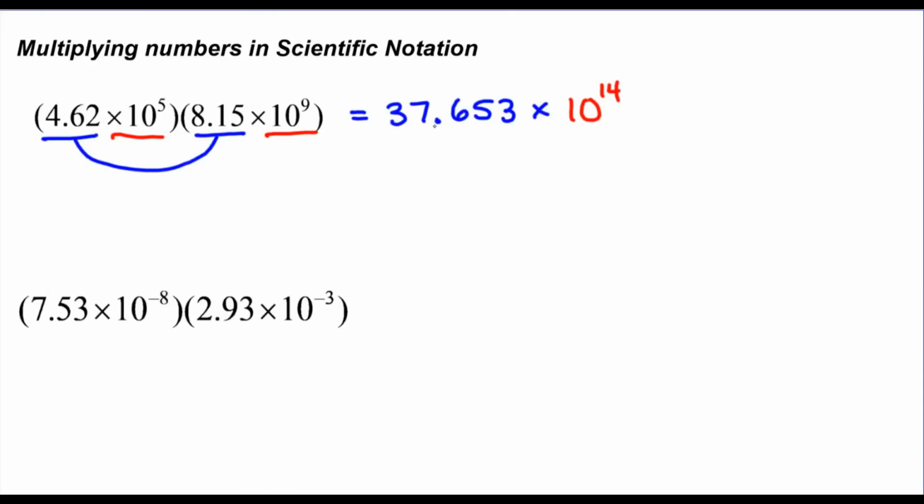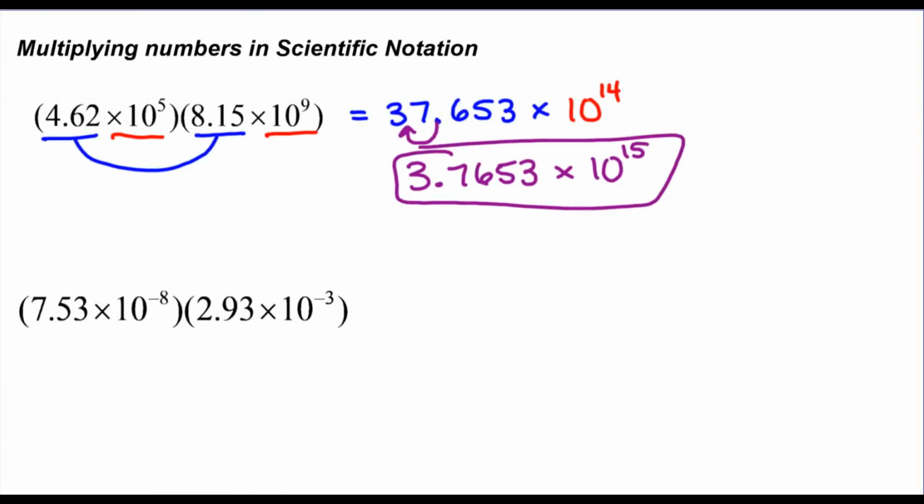So again, if I want to make that adjustment, I need to make this smaller, 3.7653. So I have to make the exponent bigger, 1 bigger. There is our answer. So we've multiplied these two numbers that were in scientific notation, and we ended up with a number that is still in scientific notation.